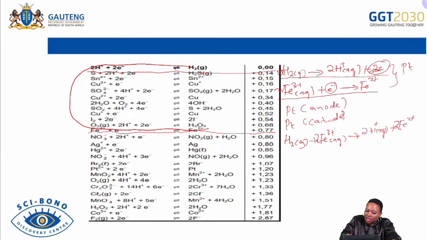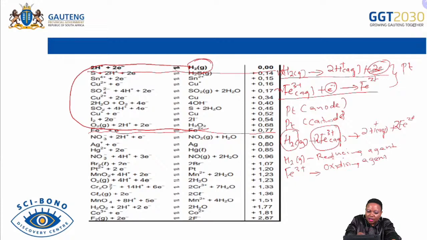Therefore, now you can see that your agents will always be your reactants. So our H2 will be our reducing agent, and definitely H2 is found at the side of the reducing agent. And our Fe 3+ will be our oxidizing agent in this reaction. And when you look at Fe 3+, definitely Fe 3+ is at the side of the oxidizing agent.